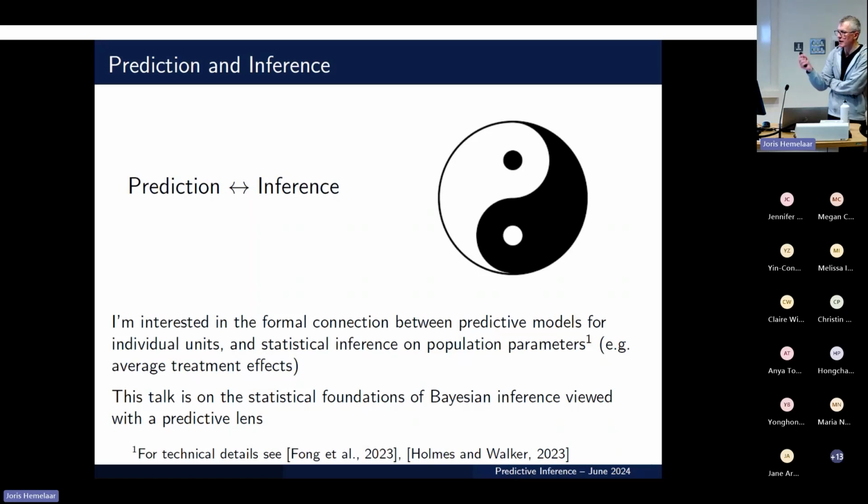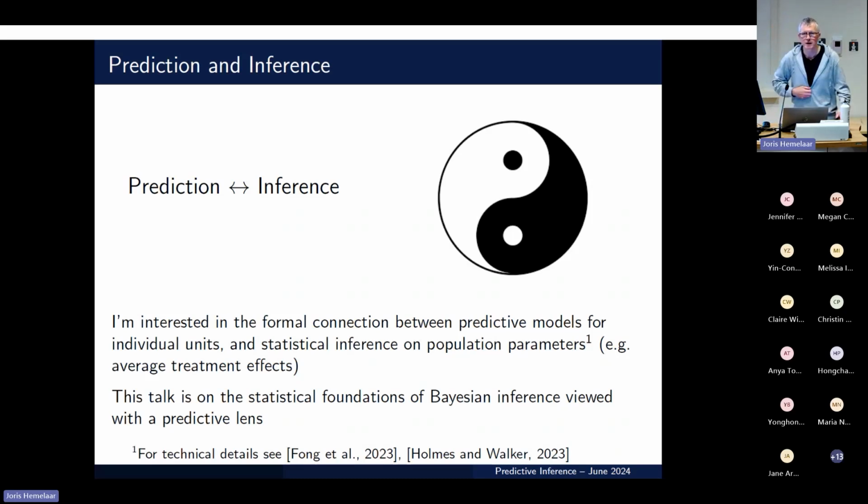So I'm interested, and I have been for some years, in this formal connection between models that can make predictions on individuals. That tends to be the focus in AI and machine learning. A lot of it is about predictive models. We have an individual, they walk into the room, we look at some of their attributes. Can we predict, say, a disease risk at the individual level?